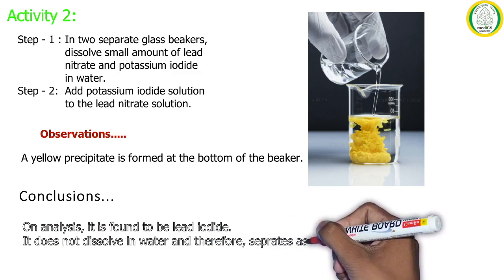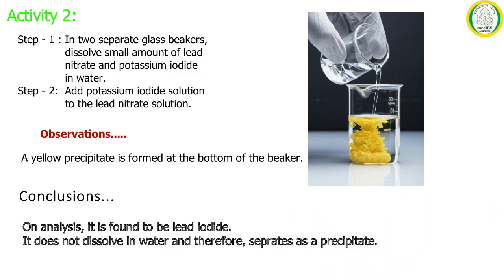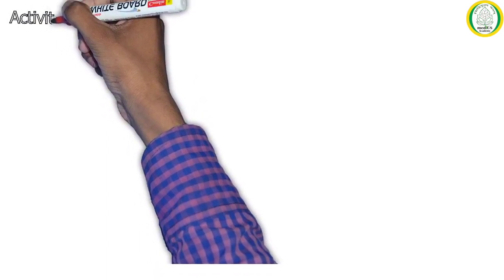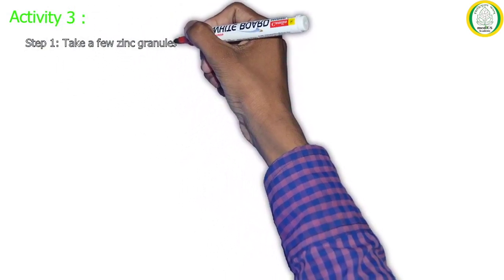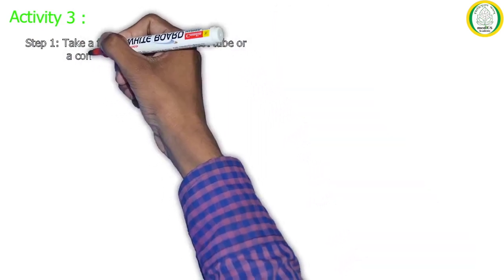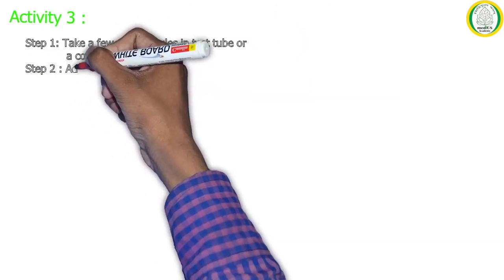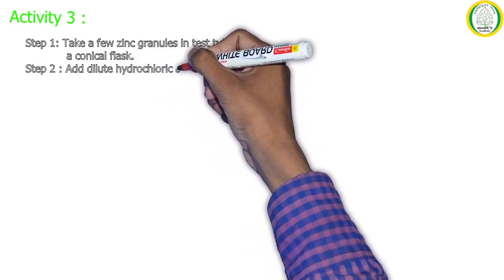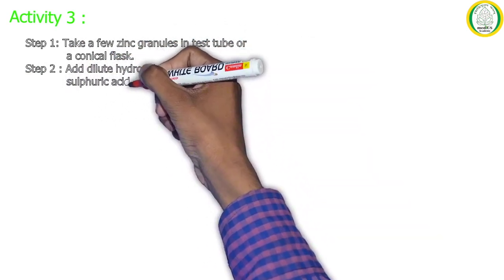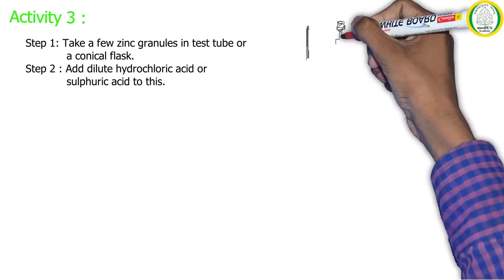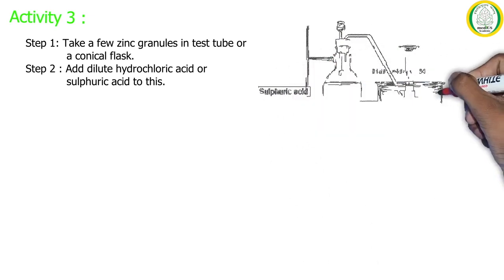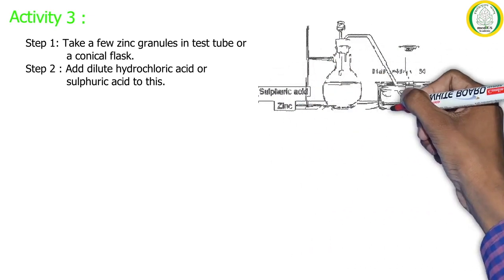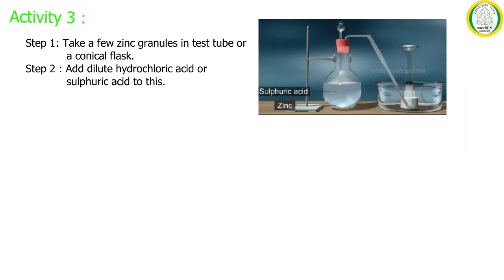Next, the third activity we have to perform. We take a few zinc granules in a test tube or a conical flask. Now we add some dilute hydrochloric acid. We have to add dilute, not concentrated, hydrochloric acid or sulfuric acid to this. Observations: we will see bubbles of gas evolving, accompanied by brisk effervescence.